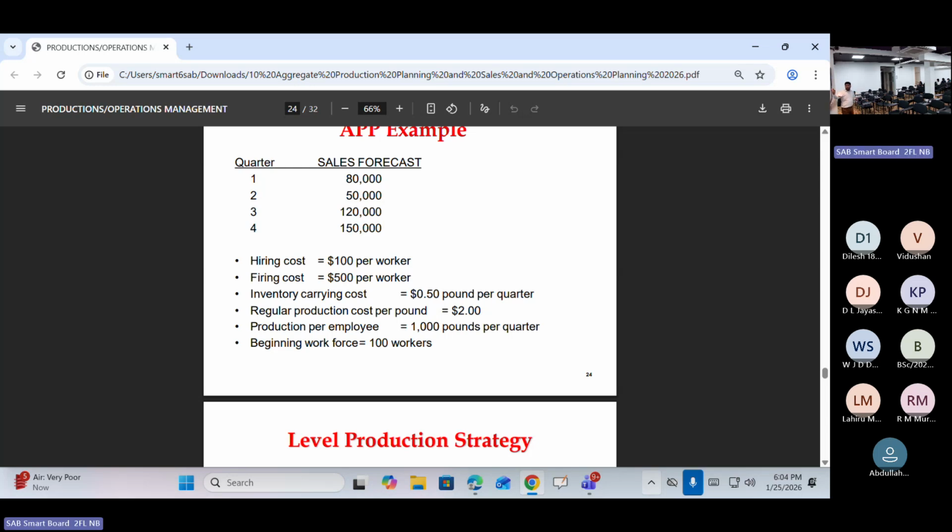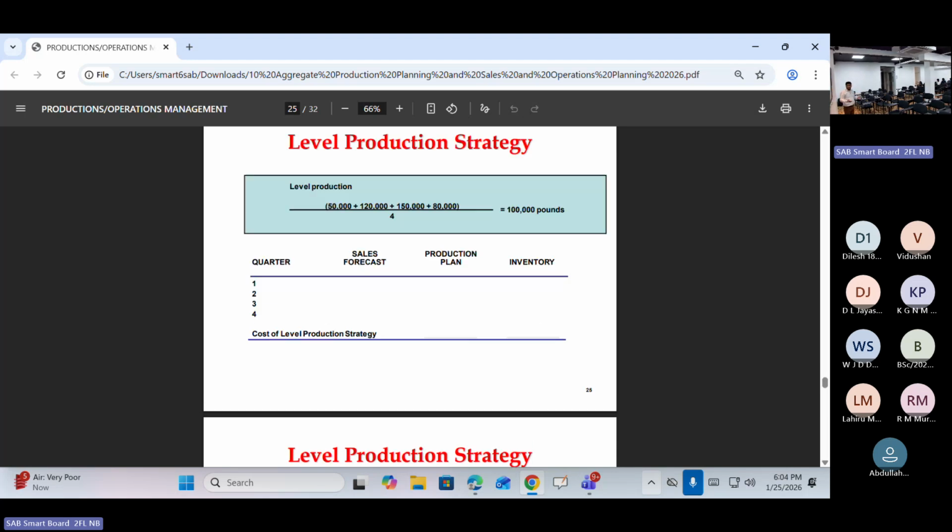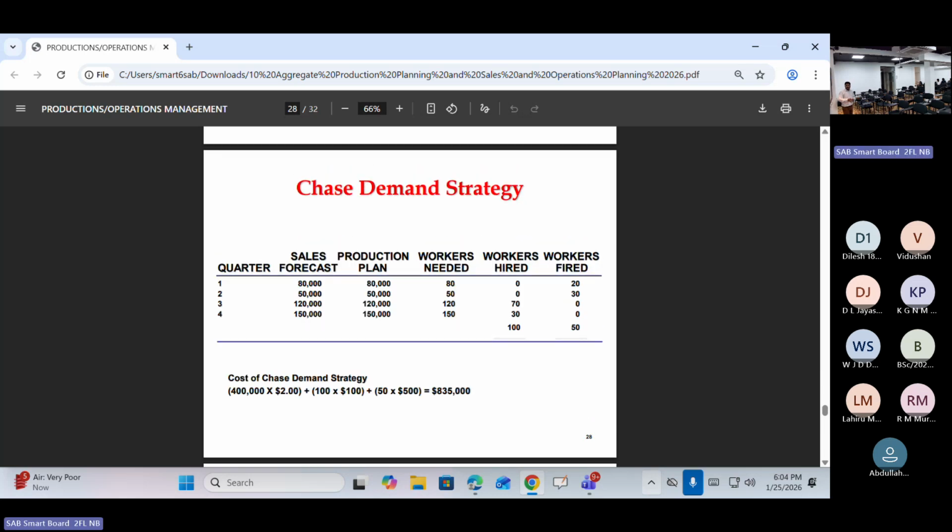So one worker can produce only 1,000 items per quarter. To produce 80,000 units within the first quarter, how many workers are required then? 80,000 divided by 1,000, we require 80 workers. Is that clear? Using the labor productivity information, we calculated it. So to make sure that we can produce 80,000, we need 80 workers.